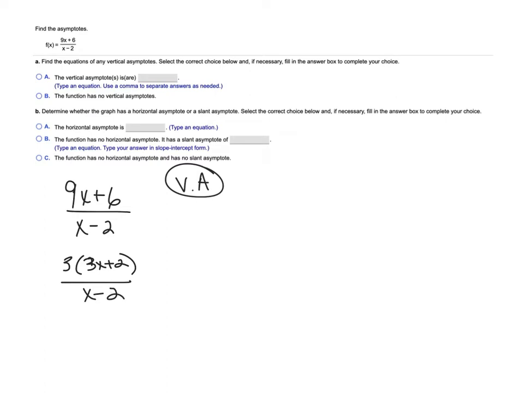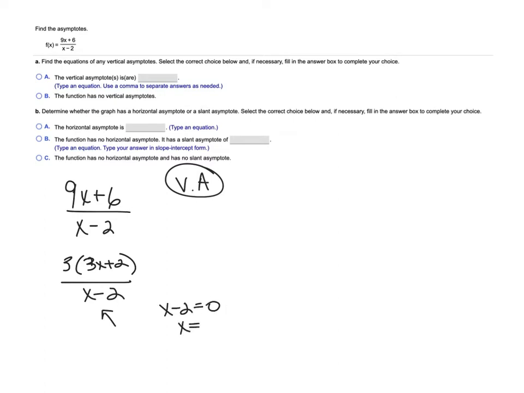But that didn't really help any because you don't have anything to cross out. So you just want to make sure that's the case, because you very well could have one where you do need to cross a common factor out. Okay, so your vertical asymptote is simply whatever makes the denominator 0. So you'll set that equal to 0 and solve.